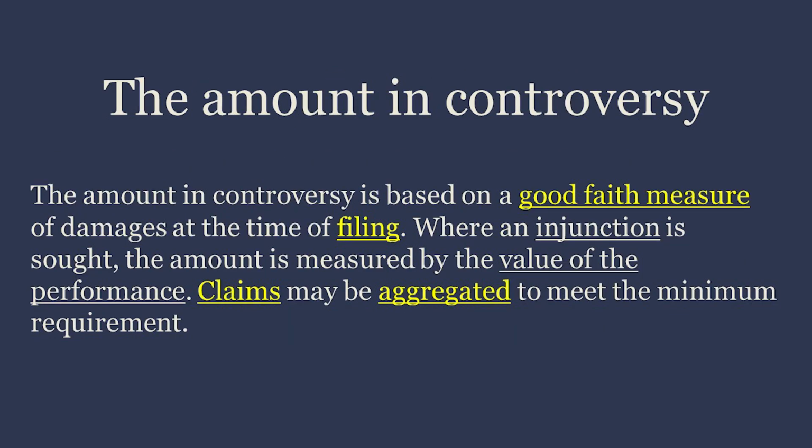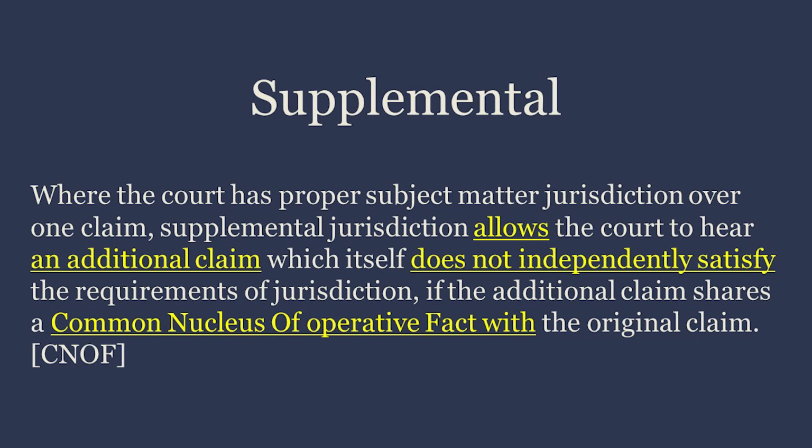The amount in controversy. The amount in controversy is based on a good faith measure of damages at the time of filing. Where an injunction is sought, the amount is measured by the value of the performance. Claims may be aggregated to meet the minimum requirement. Supplemental. Where the court has proper subject matter jurisdiction over one claim, supplemental jurisdiction allows the court to hear an additional claim which itself does not independently satisfy the requirements of jurisdiction, if the additional claim shares a common nucleus of operative fact with the original claim.